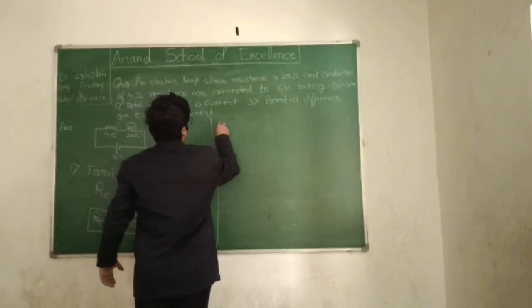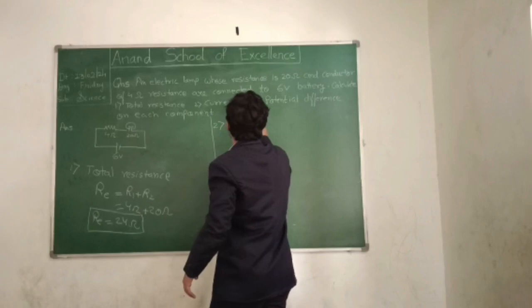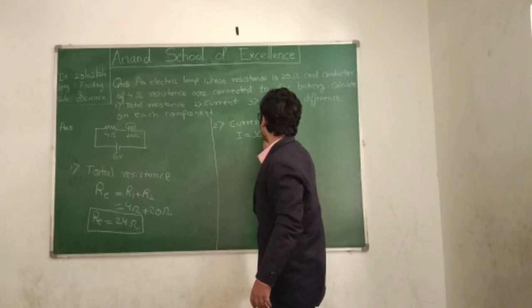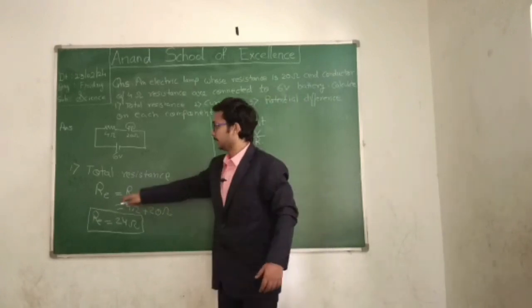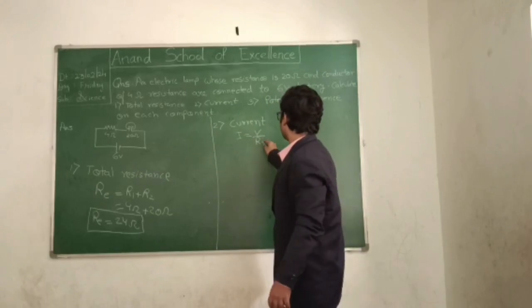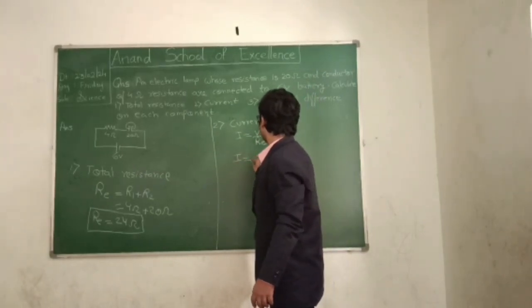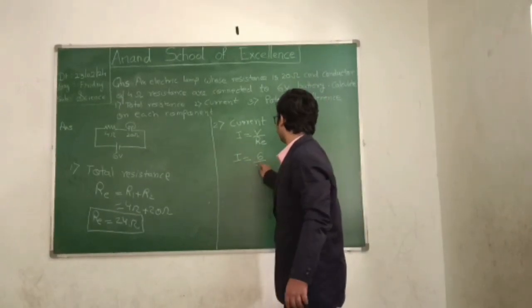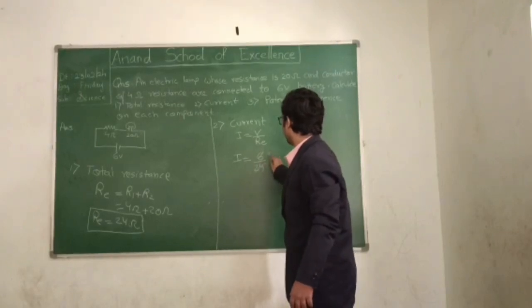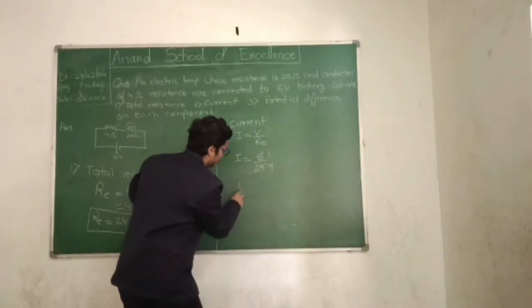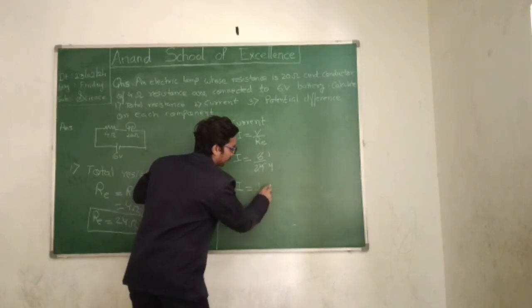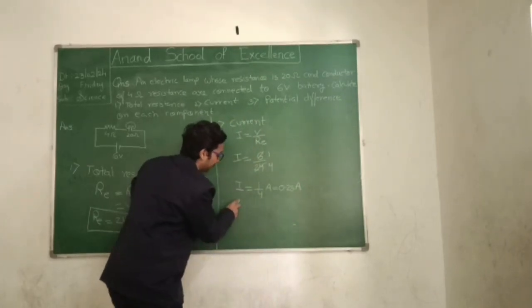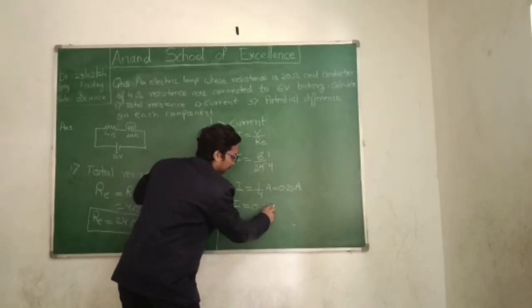Now we have to find the total current in the circuit. We can find the current by applying Ohm's law. I is equal to V upon R, but here R is equal to RE, that is our total resistance. I is equal to, the value of V is 6 volts and RE is equal to 24. By dividing this we get 1 upon 4. So I is equal to 1 upon 4 ampere, or we can write it as 0.25 ampere. Here the value of current is 0.25 ampere.